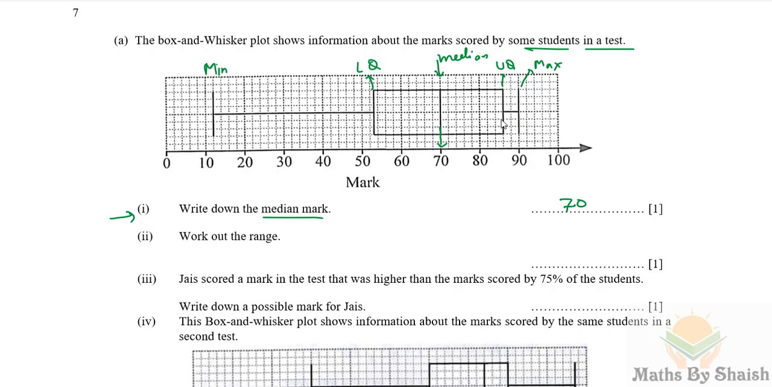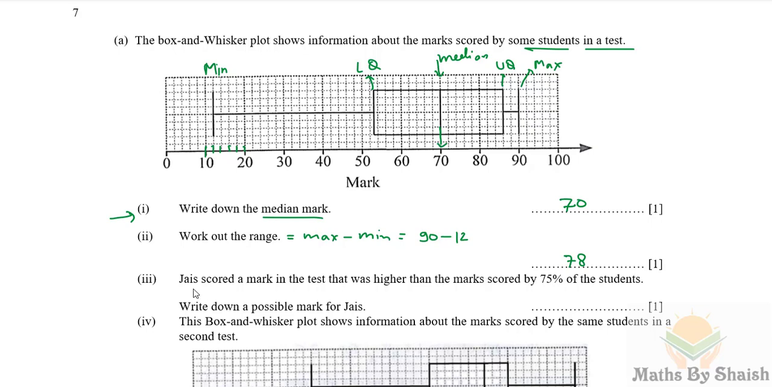Work out the range of the marks. So range is always going to be maximum minus minimum. Maximum, we can see it is corresponding to 90, so 90 minus this 10 and 20, there is a gap of 5, so it means it would be 12, 14, 16, 18, then only 20. So 90 minus 12, so it is 80, and minus 2, 78. So range is 78.